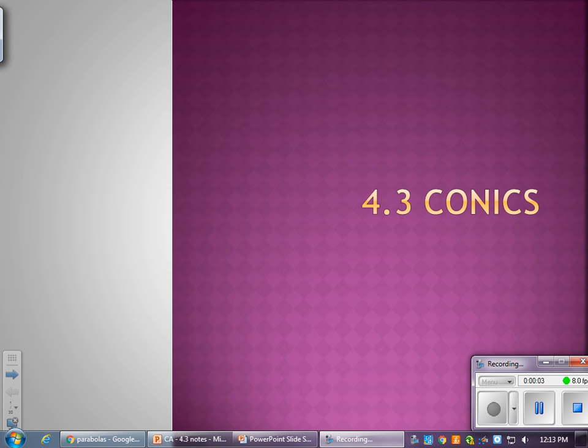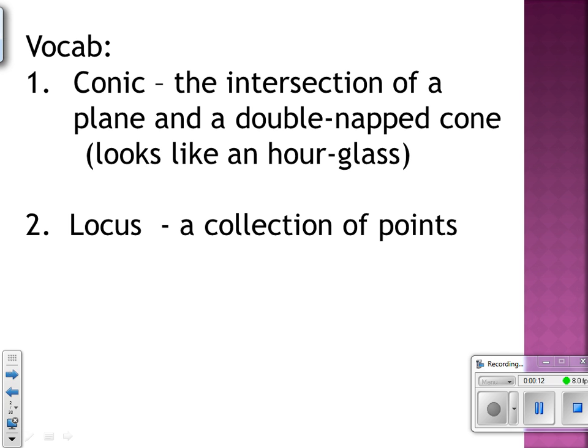This lesson is on Chapter 4, Section 3, Conics. If you would open up your textbooks to page 329, we'll get this one rolling. We're actually only going to look at the first half of Section 3 today. We're going to primarily be reviewing circles and also taking a look at the parabolas in this section. We will save ellipses and hyperbolas for tomorrow.